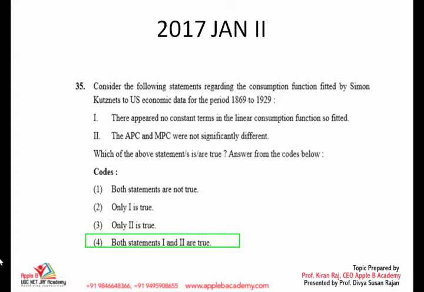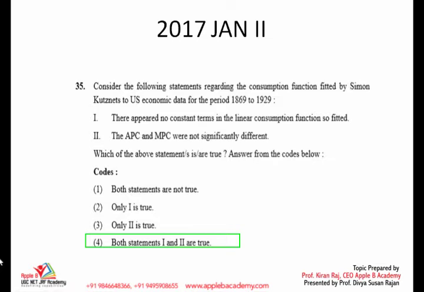Another question that has been asked in the UGC NET was in the year 2017, January paper 2. The question was given as follows. Consider the following statements regarding the consumption function fitted by Simon Kuznets to the US economic data for the period 1869 to 1929. Statement number 1: there appeared no constant term in the linear consumption function so fitted. Number 2: the APC and MPC are not significantly different. Which of the following statements is or are true?